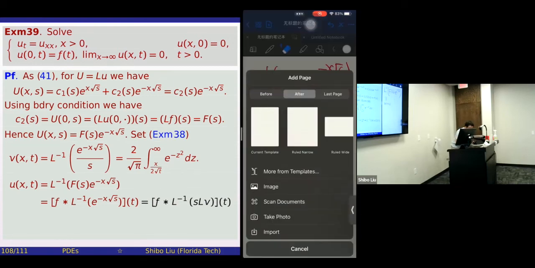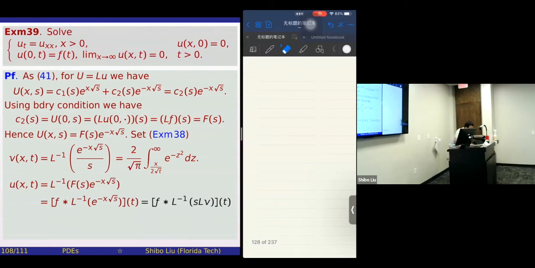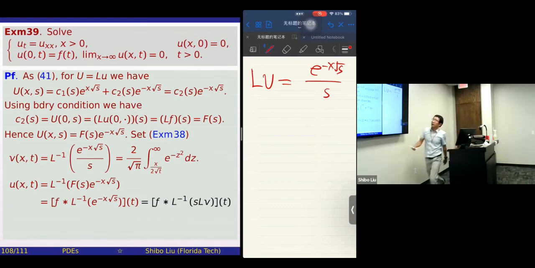We have this equality. Why? L of V equals E minus X square root of S over S. V is the inverse of this. Therefore, L of V equals this. Okay?